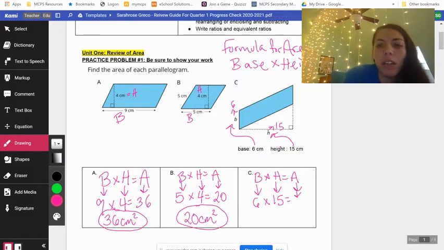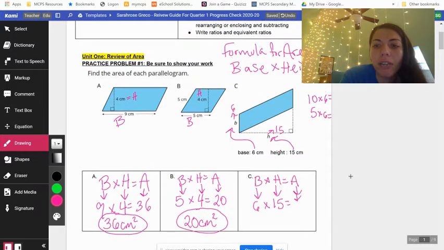6 times 15. Now, if I broke down 15, I would have 10 and 5. And I'm going to multiply each part by 6. Oh, I can't write over there. Okay, all right. So 60 plus 30, right? Because 10 times 6 is 60 and 5 times 6 is 30. We're going to add them up. We're going to get 90. So then we're going to say 90 is my answer, and it is 90 centimeters squared.